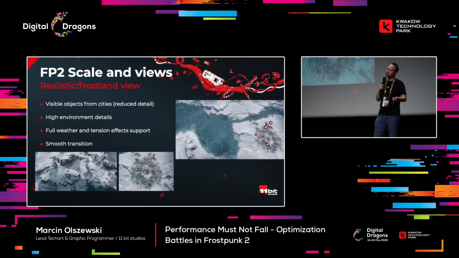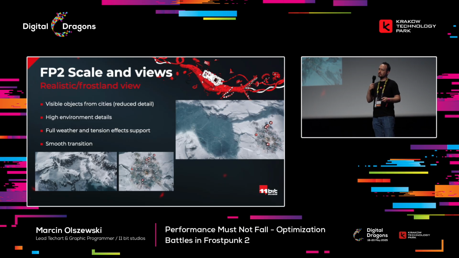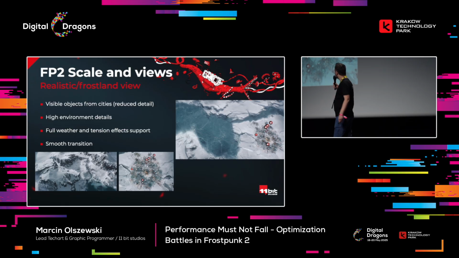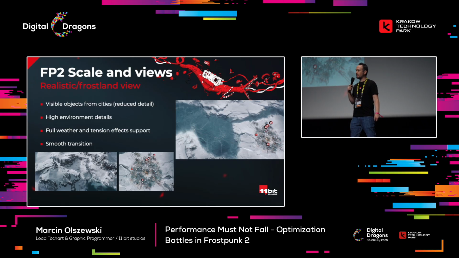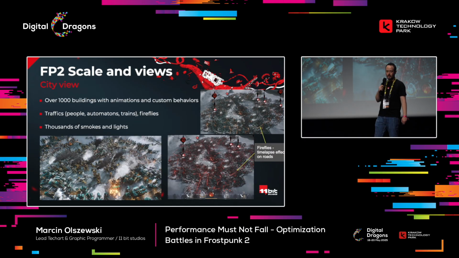Next thing is realistic or Frostland view. Here we can see just typical 3D art with high environment details, full weather support, and still, again, smooth transition between this view and city view. You can also see on the screen that the city is just visible here, everything that you have built. So if you have there, for example, 1,000 buildings, you can see it here too.